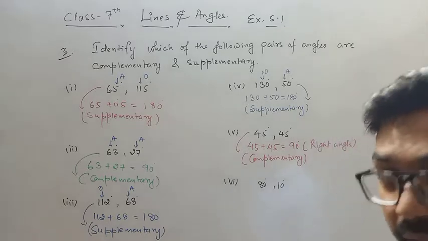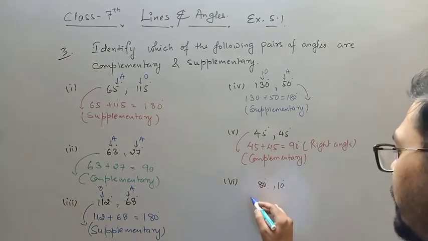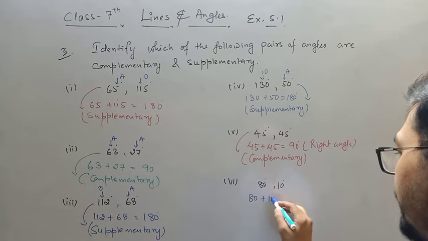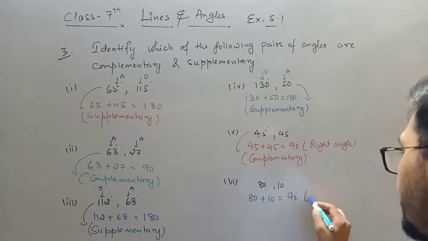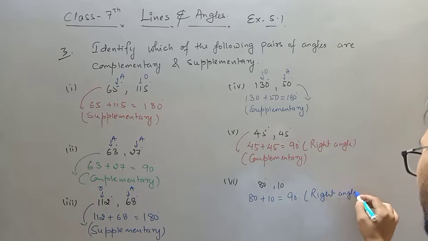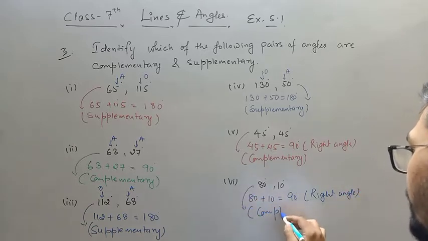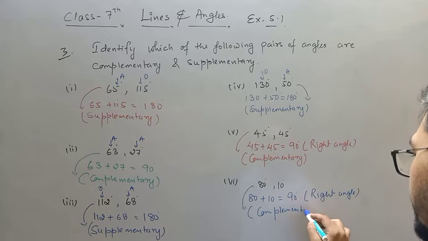Then go for 80 and 10. The sum of 80 and 10 will give you 90. Again, it's a right angle, or you can write it's a pair of complementary angles.